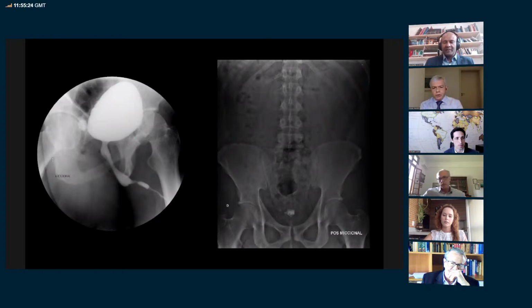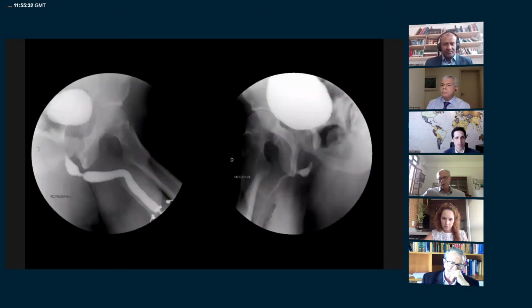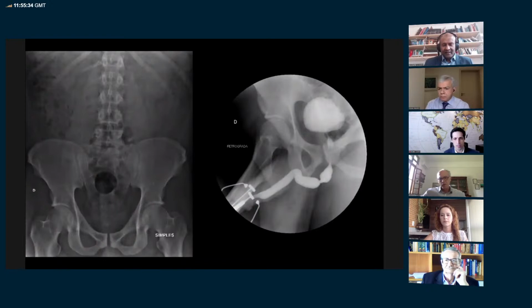Okay. Can I make a comment? Yeah, I think the urethrogram does show it very well. Marina, if you could go back to the very first image, please. I think there is a good example of the variability in performing a urethrogram.